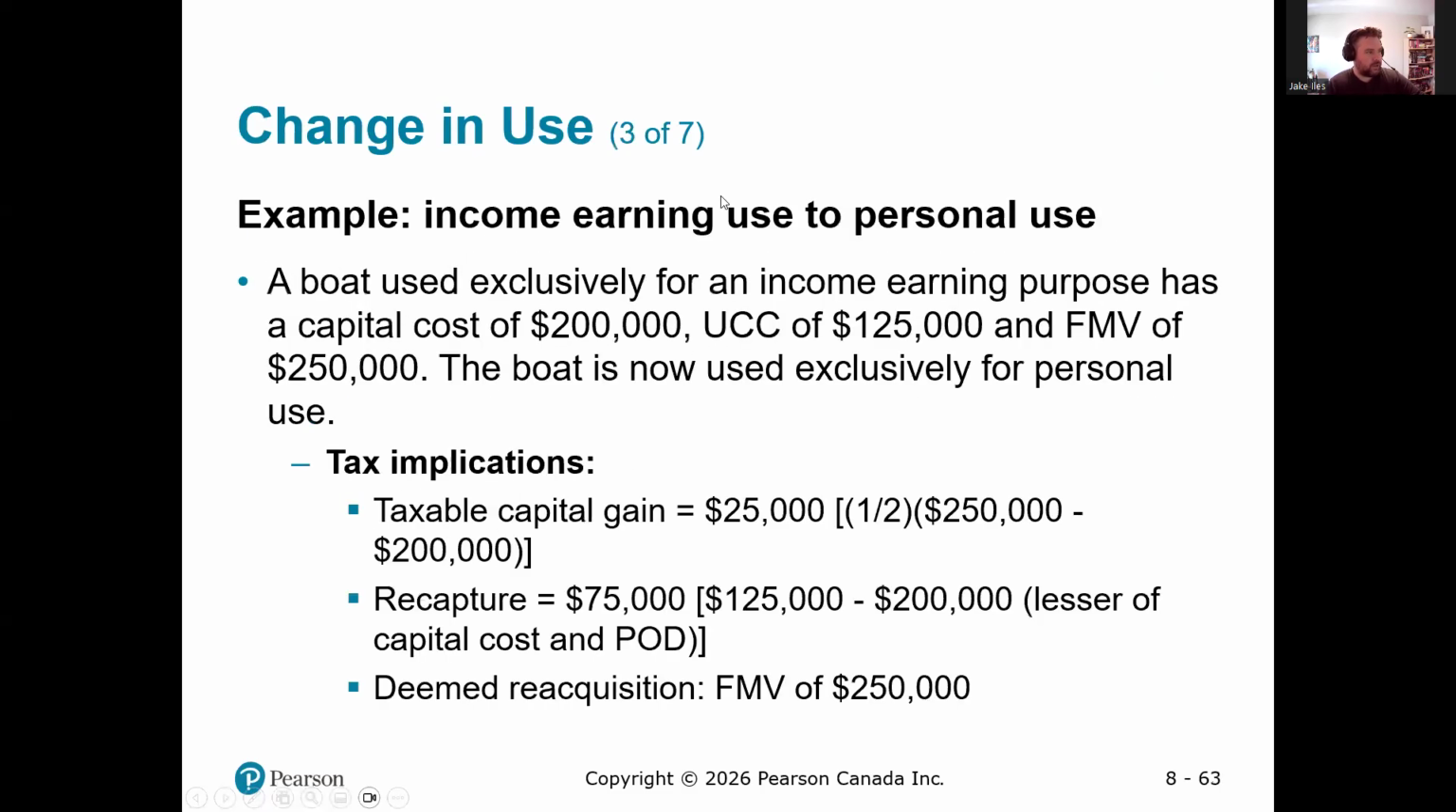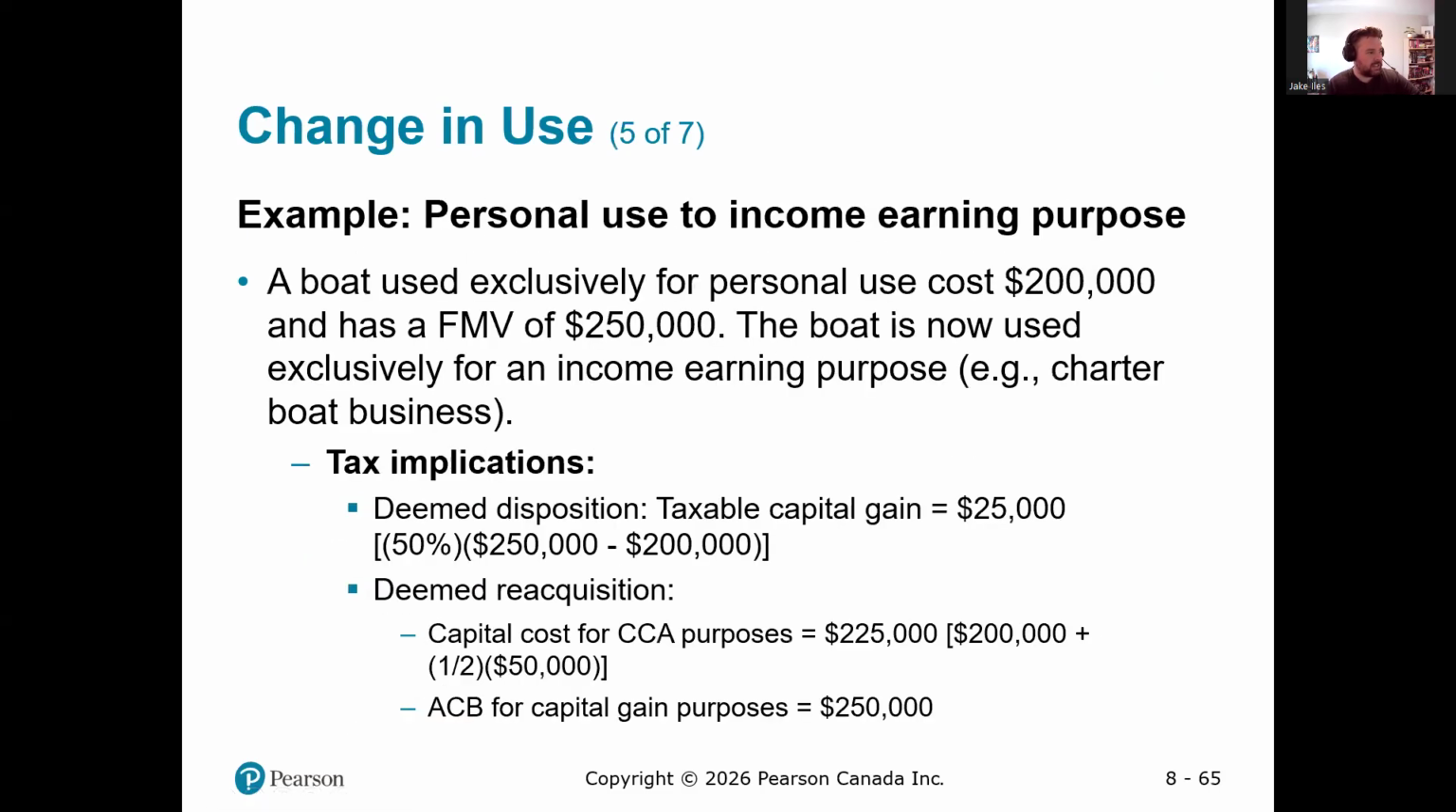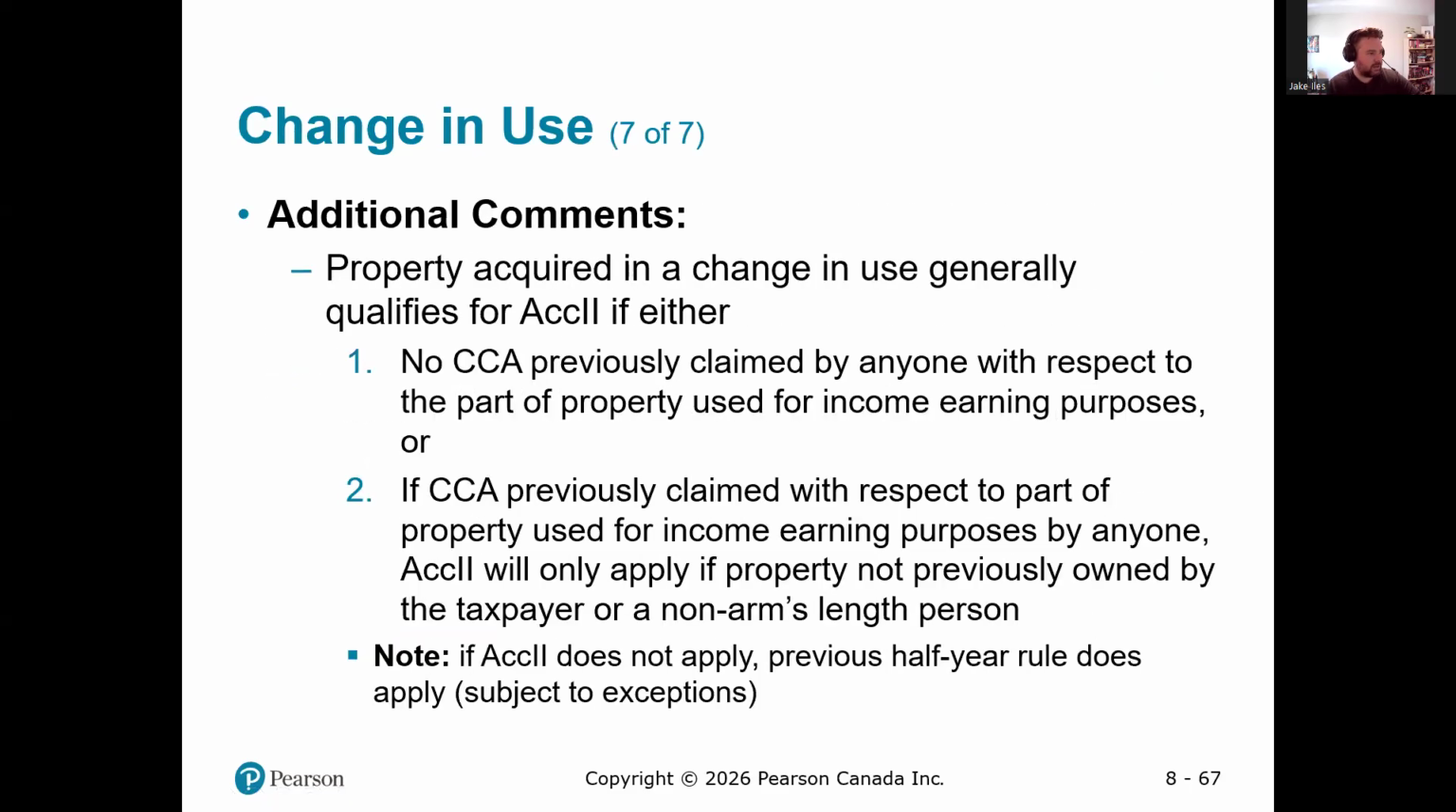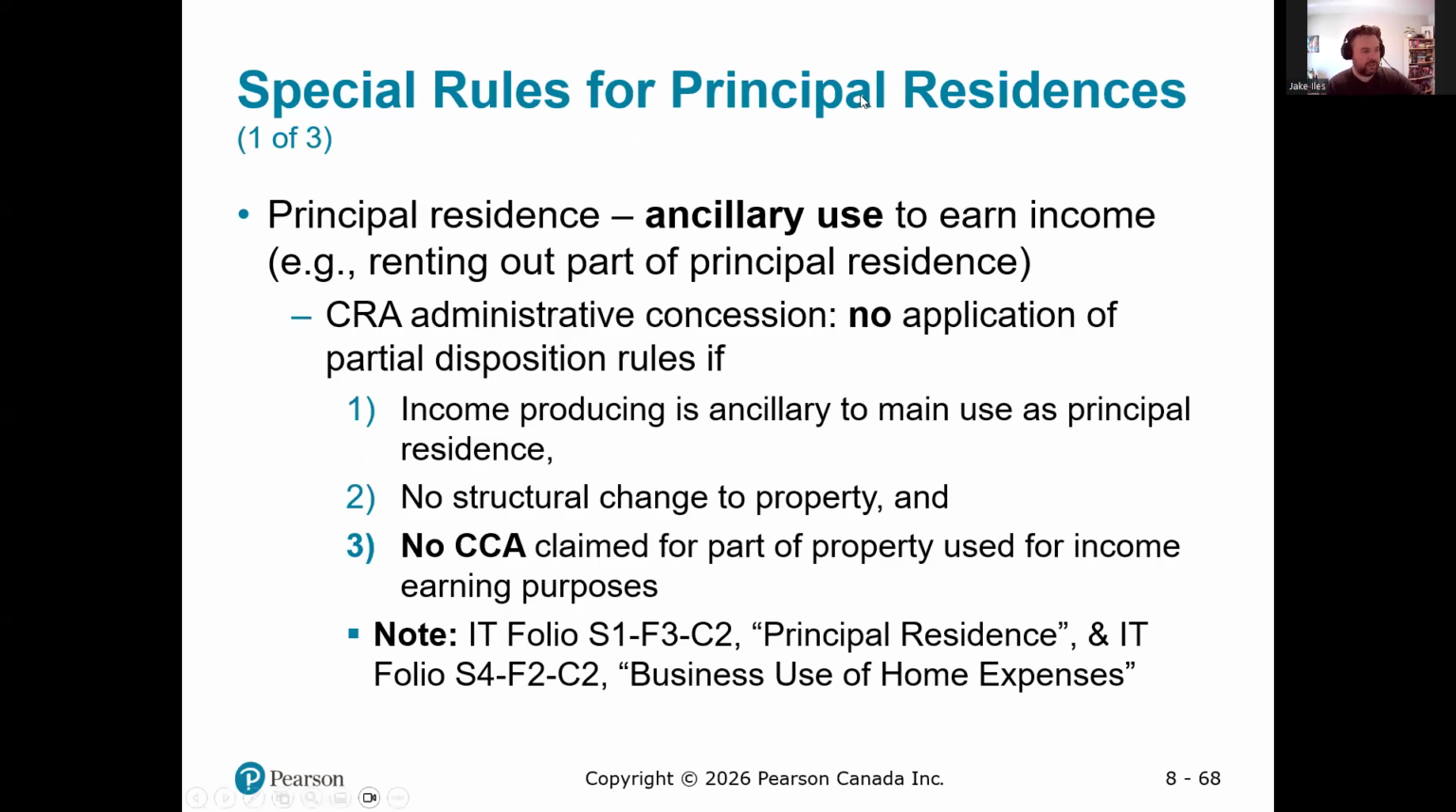Again, I don't want to worry too much about change of use, but there is one thing I want to identify: special rules for principal residence. I mentioned that if I sell my house and move out of it, or if I don't sell my house, if I move out of my house and now use it as a rental property, I deem it to be sold at that time, and I can't use my principal residence after.